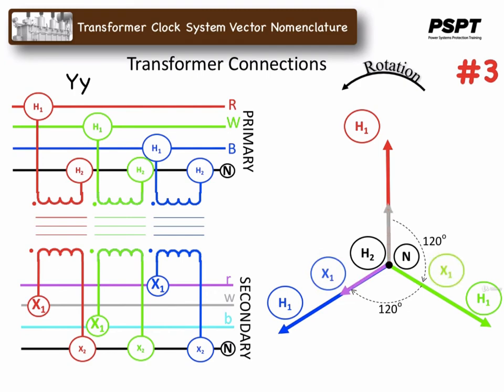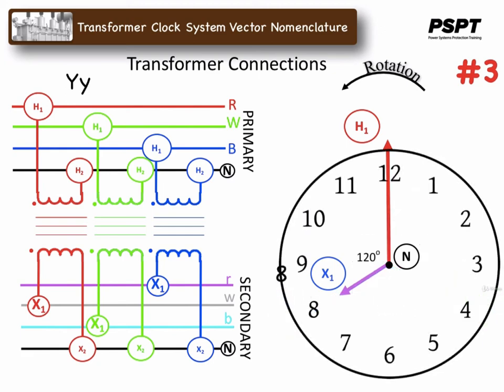The secondary phasors look like this, showing that the secondary voltages are 120 degrees leading their respective primary voltages. Again, just using red phase vectors, the clock system of vector nomenclature would tell us that there is a 120 degree displacement leading of the secondary voltage. The clock system nomenclature would be YY8.